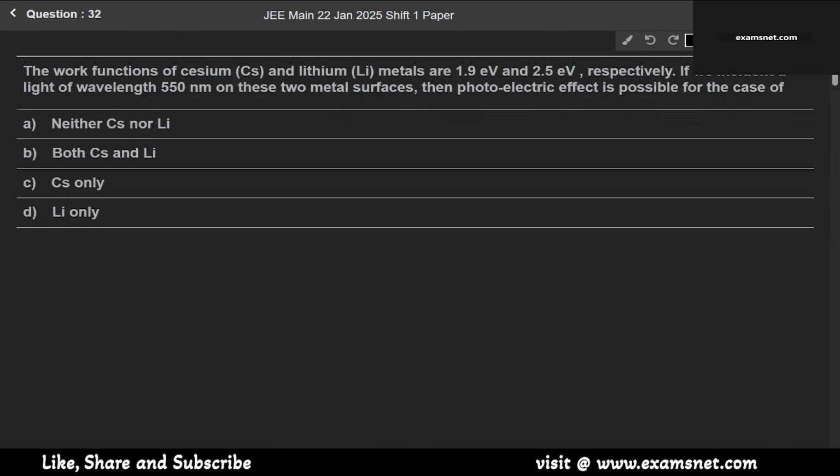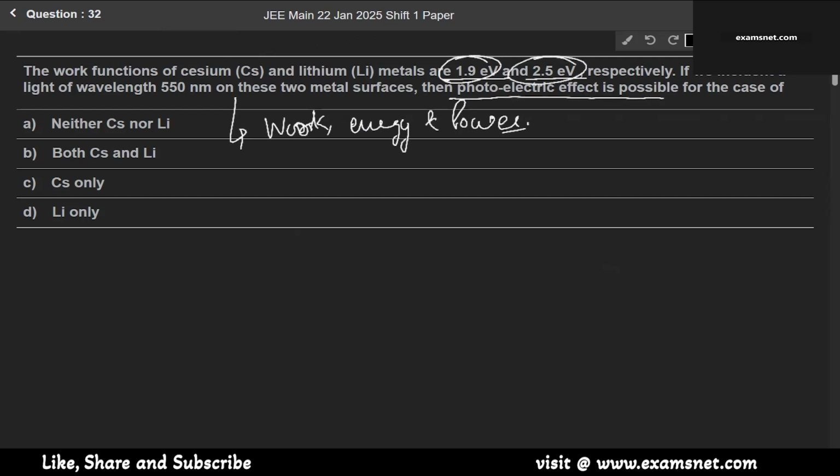Now next question 32. The work functions of cesium and lithium metals are given as 1.9 electron volt and 2.5 electron volt. If we incident a light of wavelength 550 nanometer on these two metal surfaces, then the photoelectric effect is possible for the case of. First of all, this question is from the chapter of work, energy and power. We have to find for which metal, either cesium or lithium, the photoelectric effect is possible.